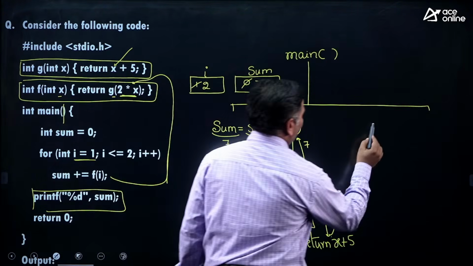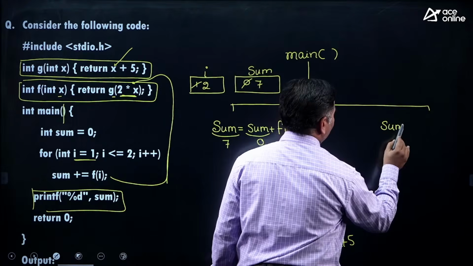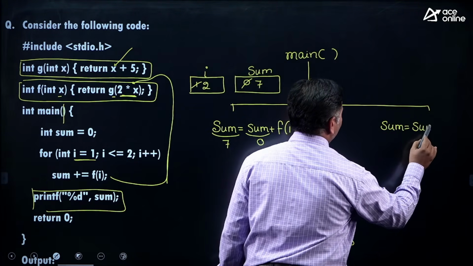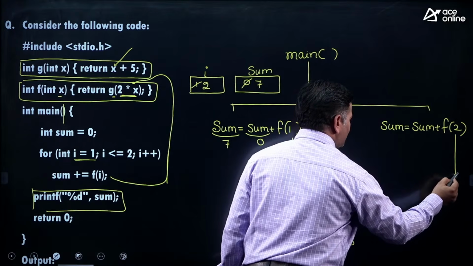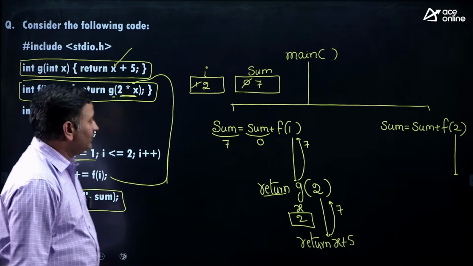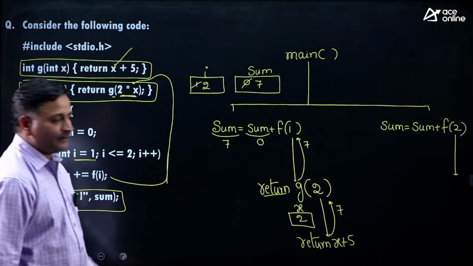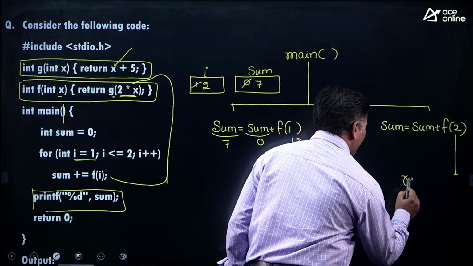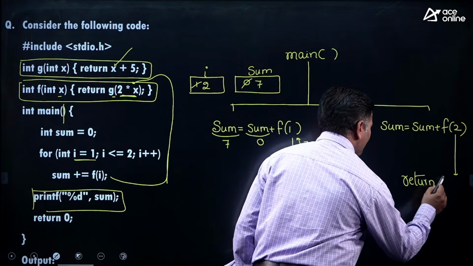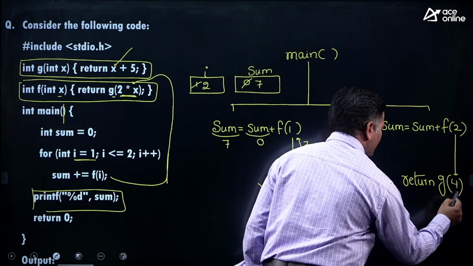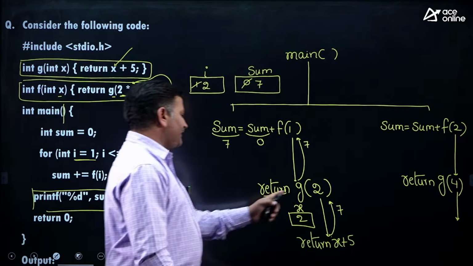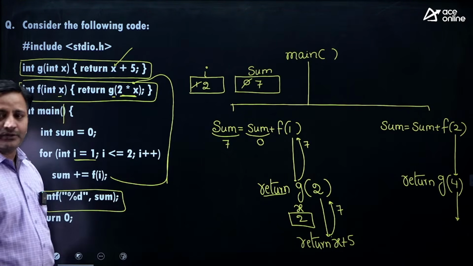Once i equals 2, we can also write sum is equal to sum plus f of 2, right friends? So again you are calling this function by passing x value equal to 2, which is taken as input. That equals return g of 2 times 2, that equals 4, right? Because every time it is making double, therefore 2 times 2 equals 4.